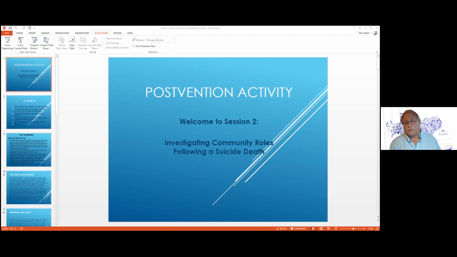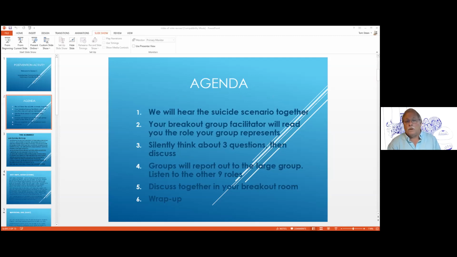And as you see, it's investigating the roles, and you're all going to be in a particular role today in your subgroup. I'm going to read this suicide scenario together with you. And when you break out into your groups, your group facilitator also has the suicide scenario. So if the group facilitators need to reread it, it's fine.